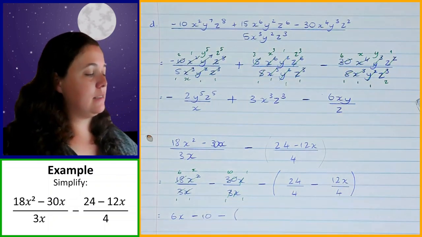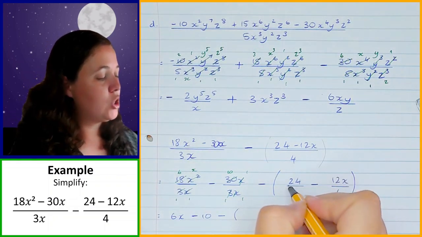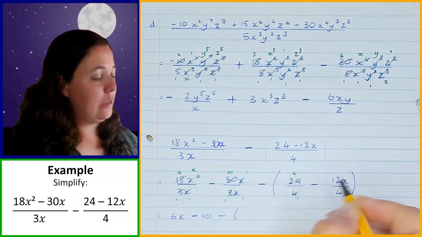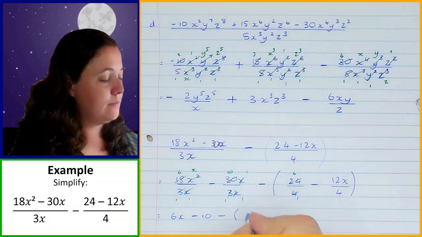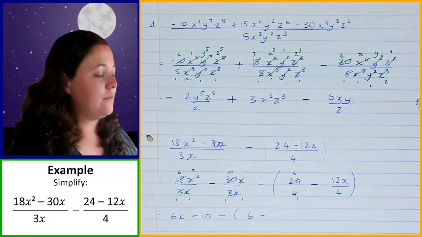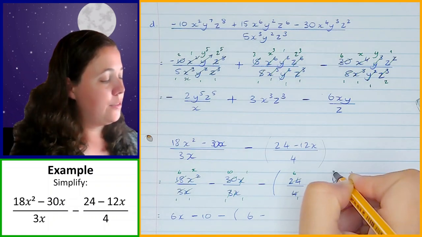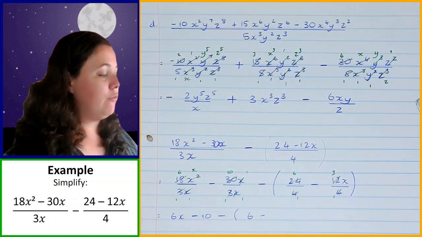Minus brackets. Over here I've got 24 over 4. 4 goes in there 6 times and in there once, so that is just 6. Minus, and over here I've got 12 over 4 gives me 3 over 1, so that gives me 3x.